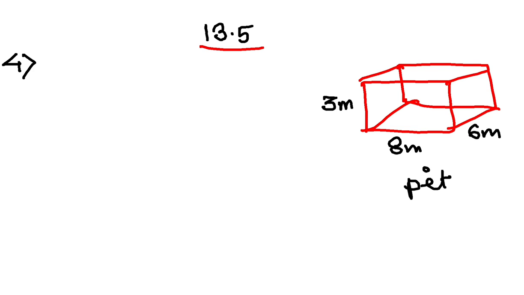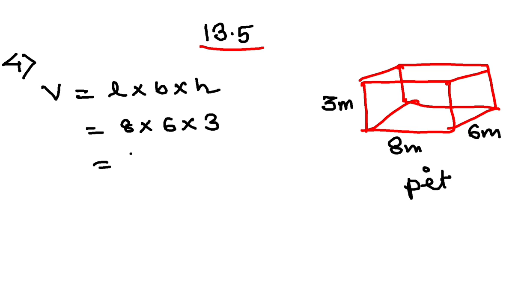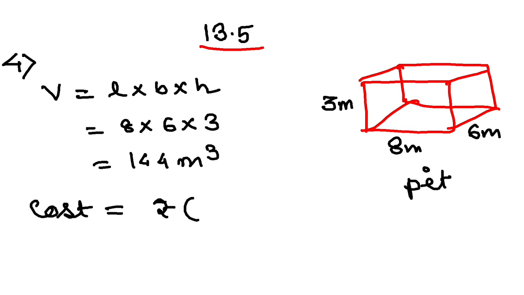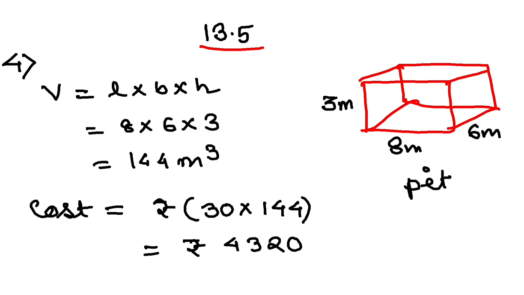So the volume of the cuboid, as we know, is L into B into H. So that is 8 into 6 into 3, and it will give you 144 meter cube. This is the volume of the pit. So now you have to dig the pit and find the cost. So the cost per meter cube is rupees 30. So we have 144 in total, so 30 into 144, this will give you the total cost, of course. So total cost now is rupees 4320 if you multiply.